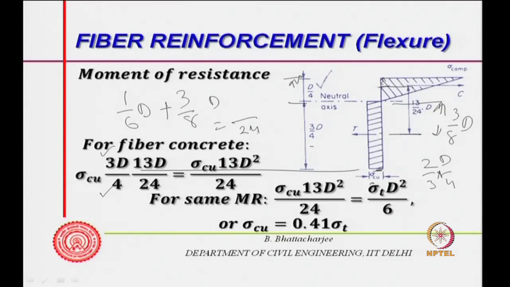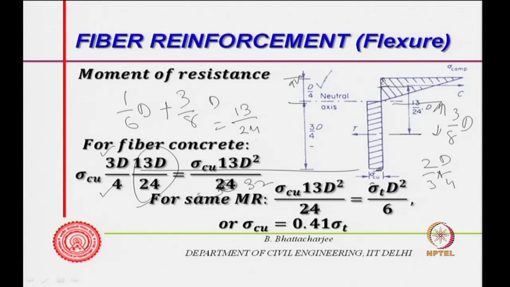So, 9 plus 4 is 13 by 24 d. Therefore, 9 plus that makes it this. So, 13 by 24 d, and this will turn out to be sigma c u, 13 by 24. If I calculate how much this comes to, it is sigma c u 32, this is not 30, this is 32, please correct it, this will be 32.